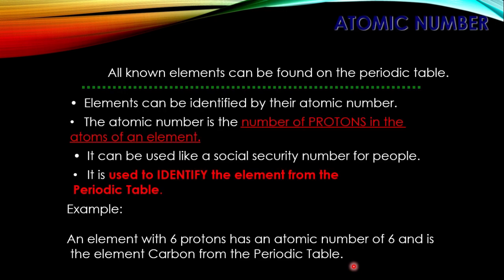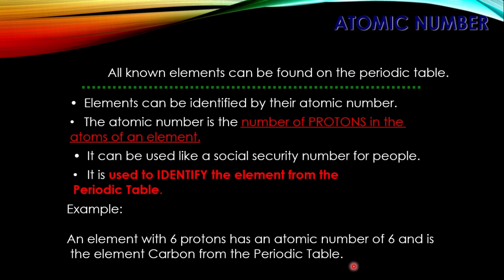We now go to atomic number. All known elements can be found in the periodic table. We have 118 elements. These elements can be identified by their atomic number, and the atomic number is equal to the number of protons in the element. So, ibig sabihin, kung ano ang atomic number ng isang element, yun din ang bilang ng proton niya. Kasi nga, di ba, nakadepende ang properties at kung ano magiging element ang isang atom sa bilang ng proton.